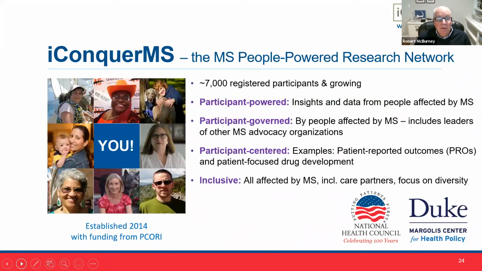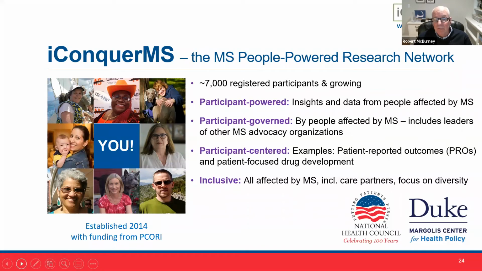So let me tell you a little bit about the iConquerMS People-Powered Research Network, which was established in 2014 with funding from PCORI, along with almost 20 other people-powered research networks across a wide range of common and rare diseases. The iConquerMS network has approximately 7,000 registered participants today, and it grows every day by small and sometimes larger numbers, depending upon what the network is doing.